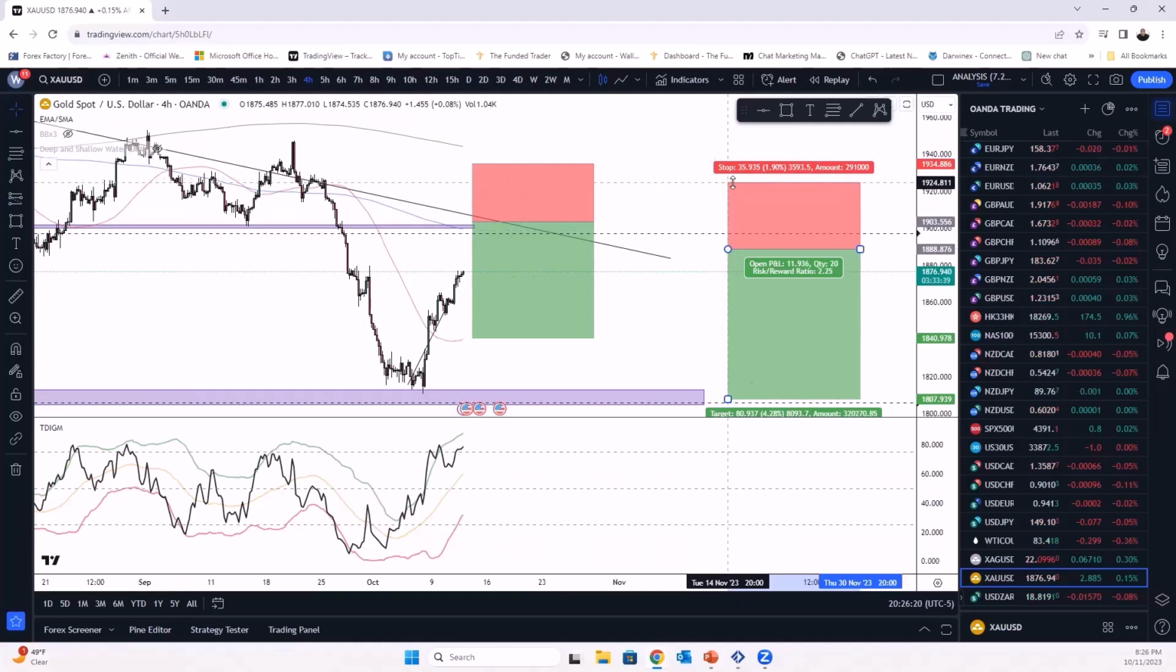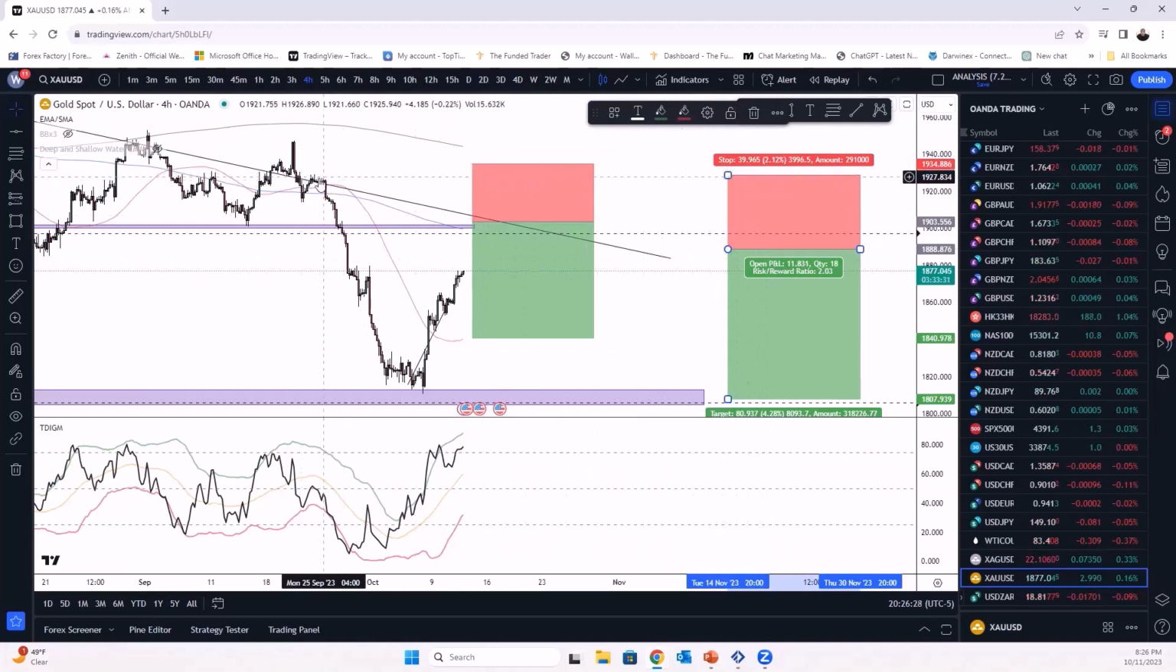And so as soon as I get the 2-to-1 that I'm looking for, I see what that does. I look left and say, is that enough to get me over structure? And if it isn't, then I won't take the trade. But if it is, then I'll take the trade.